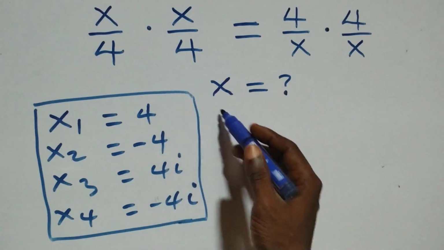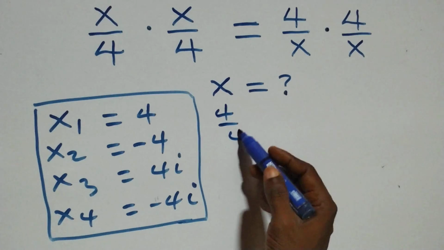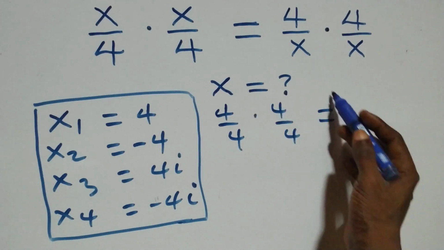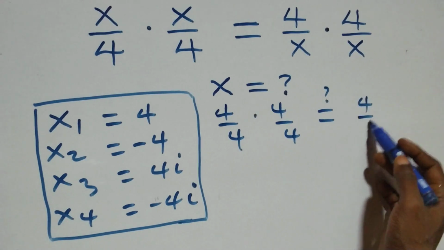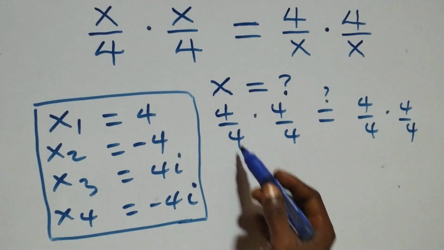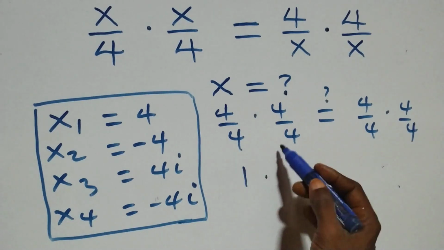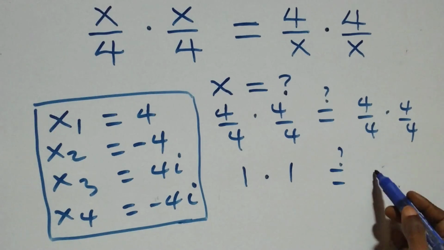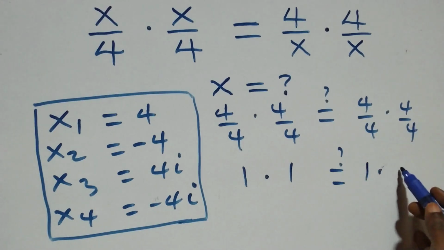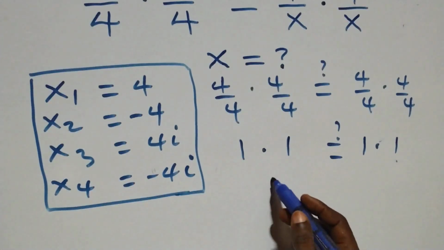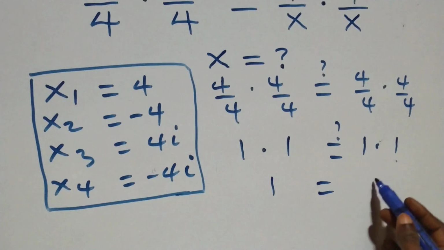All here becomes 4 over 4 times 4 over 4, which equals 4 over 4 times 4 over 4. Here 4 over 4 is the same thing as 1, times also 4 over 4, that's 1. Equals 4 over 4 here, that's also 1, times 4 over 4, which is 1. Then 1 times 1, of course, that's 1, which equals 1 times 1, that's 1.